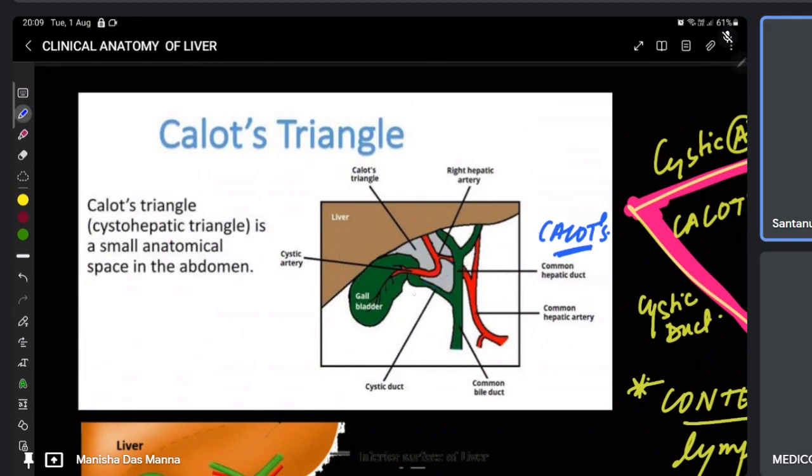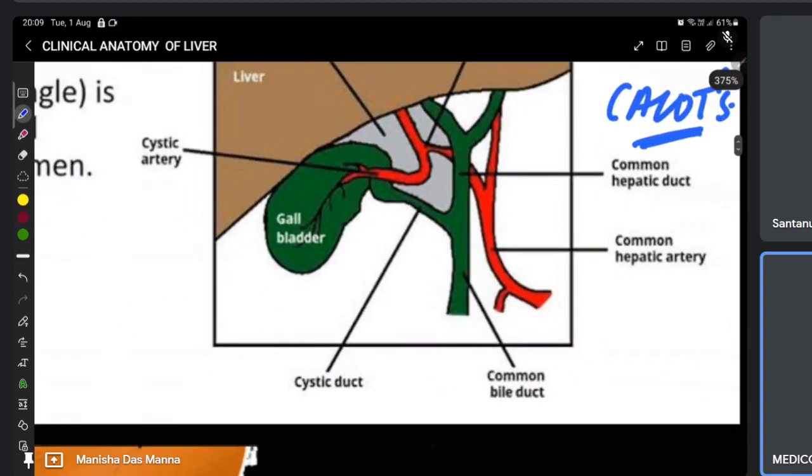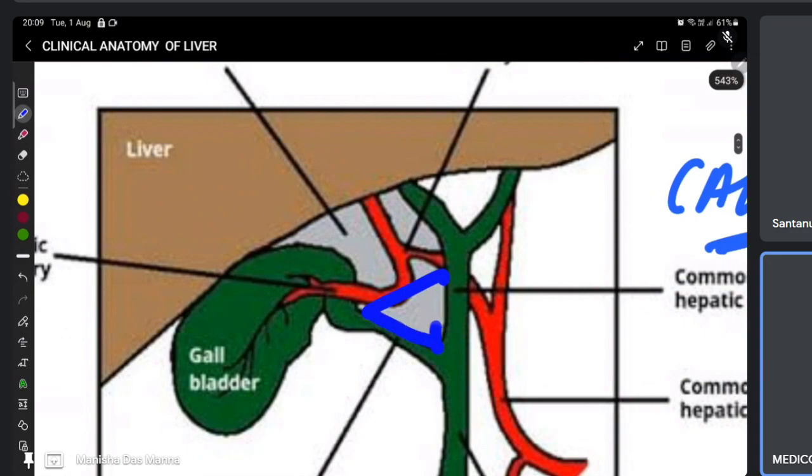The cystic duct, yes, very good. This is the right hepatic duct, this is the left hepatic duct, and this is the common hepatic duct, and you can appreciate this thing, common bile duct. Clear? But now Calot's triangle is something, this one. This is the Calot's triangle. They are forming the Calot's triangle.